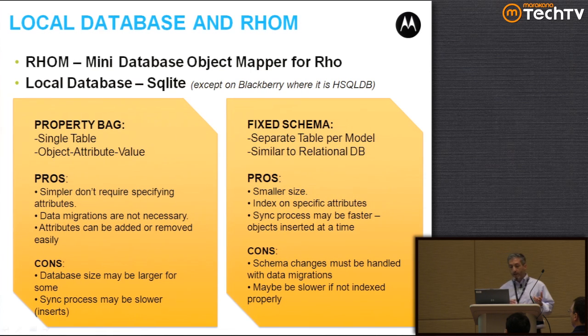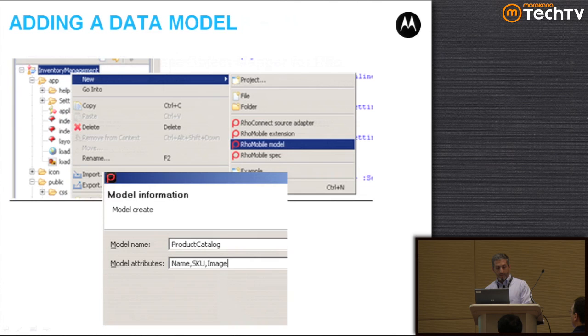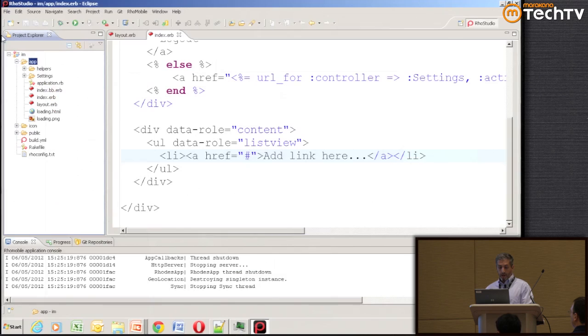So in this case, indexes may need to be set up manually, so it may be somewhat slower in that regard. But you have both opportunities for different types of data models here. And what I'm going to show you now is the property bag model. Okay, so we're going to go in here and actually create this model.